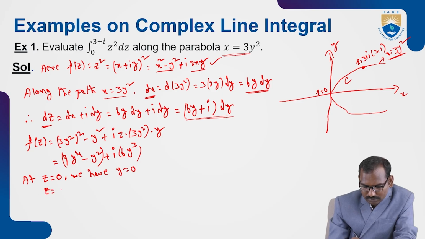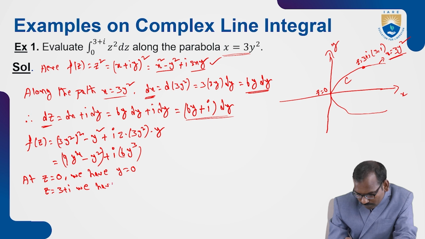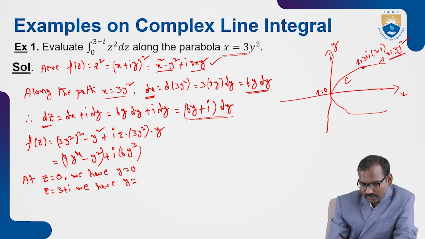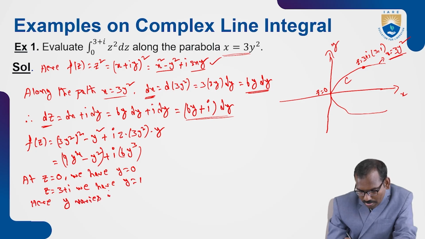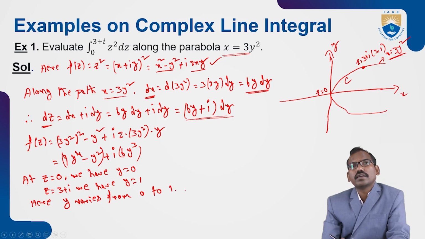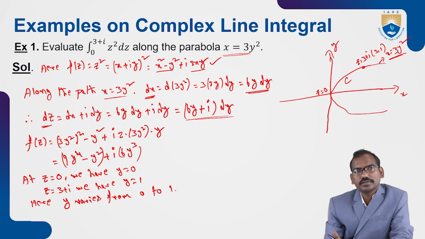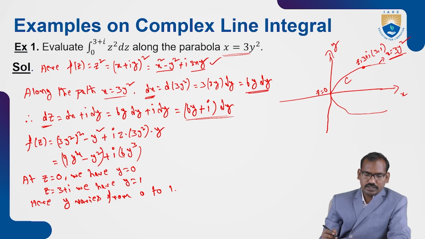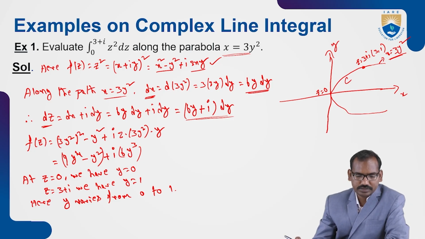At z equals 3 plus i, what is y? y is 1. Therefore, y varies from 0 to 1. y varies from 0 to 1. Now, it is time to evaluate the integration.